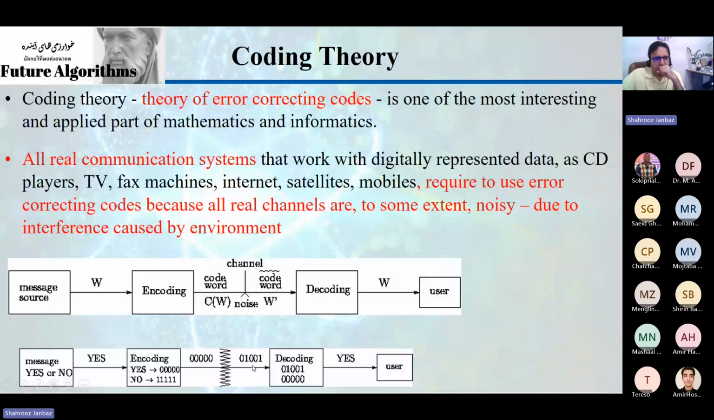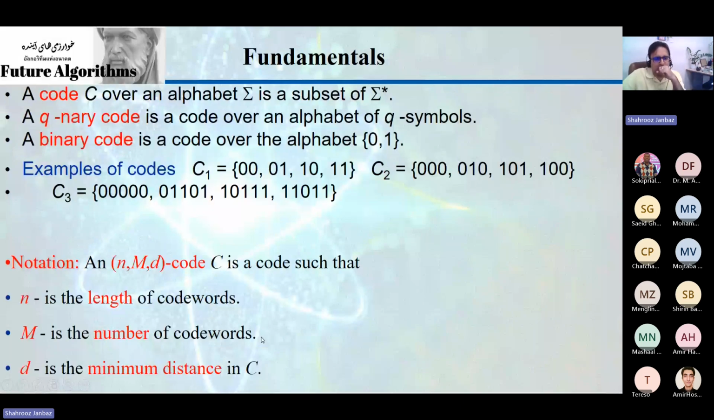I will explain very quickly and simply what a code is, and I will show many applications of coding. A code C over an alphabet sigma is a subset of sigma star. It means you make all strings of all lengths from the alphabet sigma, and you choose a subset, and it is a code. A binary code is a code over the alphabet 0 and 1. For example, C1 is a code with length 2. You have 2 bits and 4 codewords.